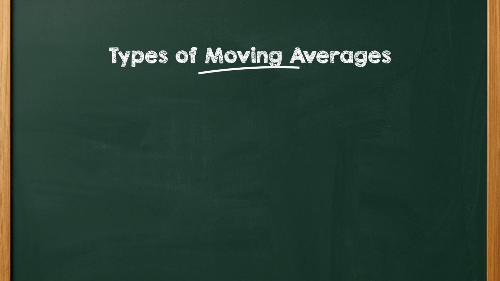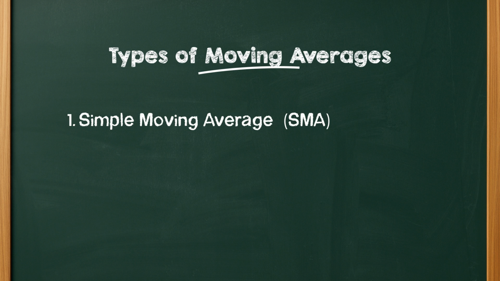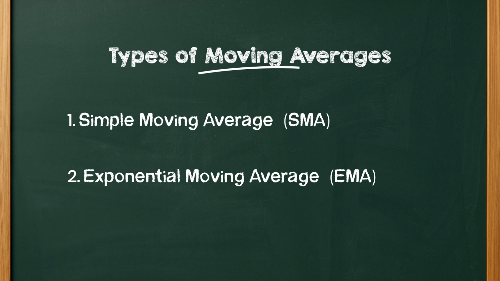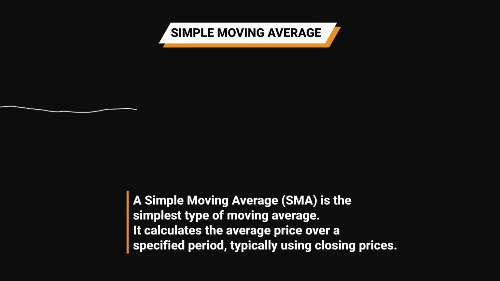Now, let's move to the two major types of moving averages. The simple moving average, usually referred to as the SMA, and the exponential moving average, or the EMA. A simple moving average is the simplest type of moving average. It calculates the average price over a specified period, typically using closing prices.